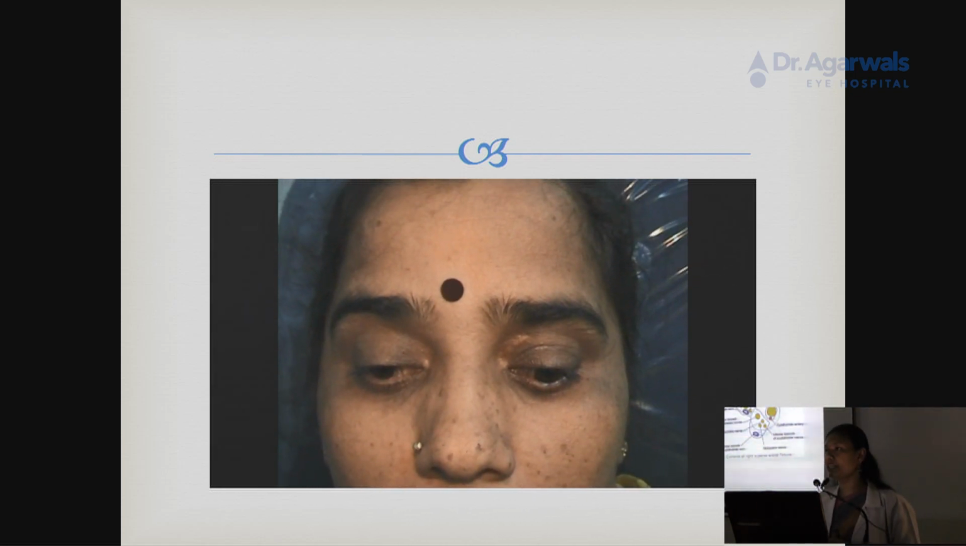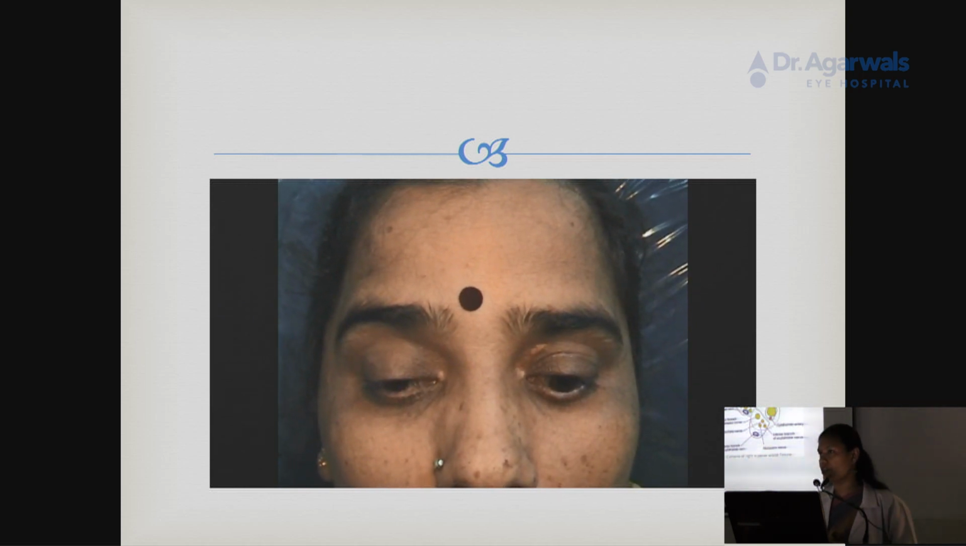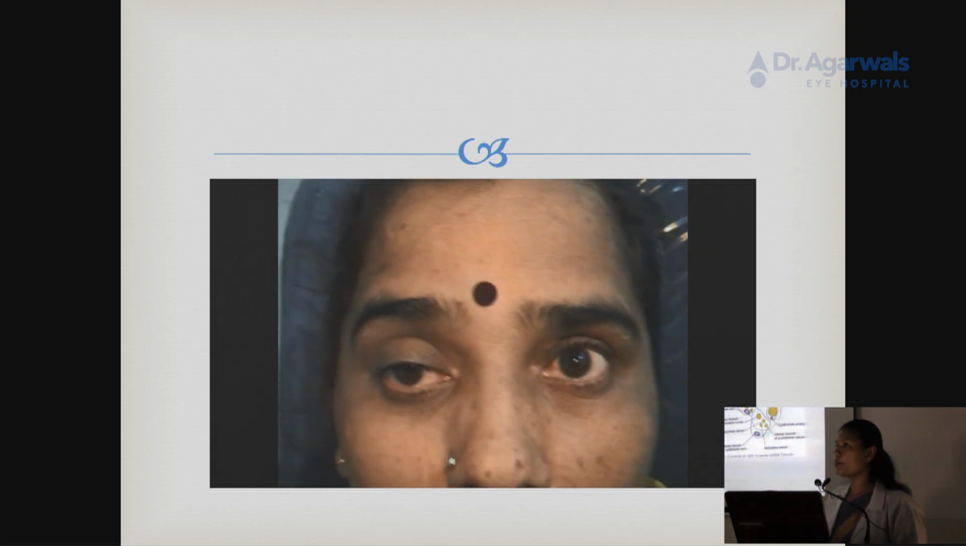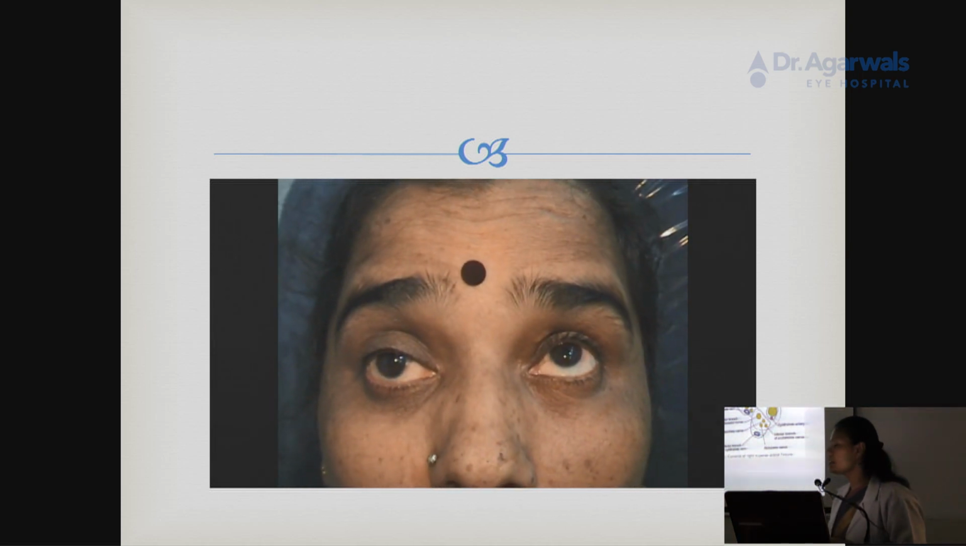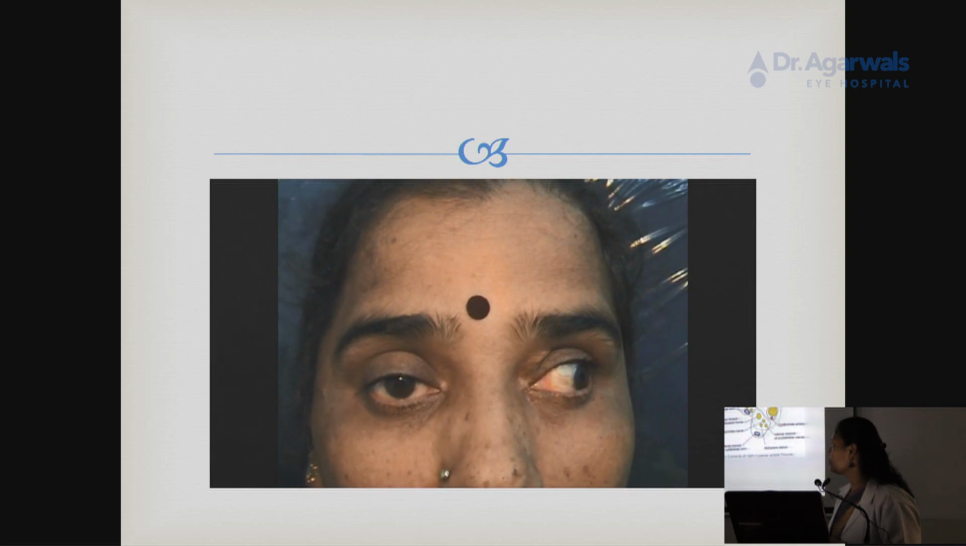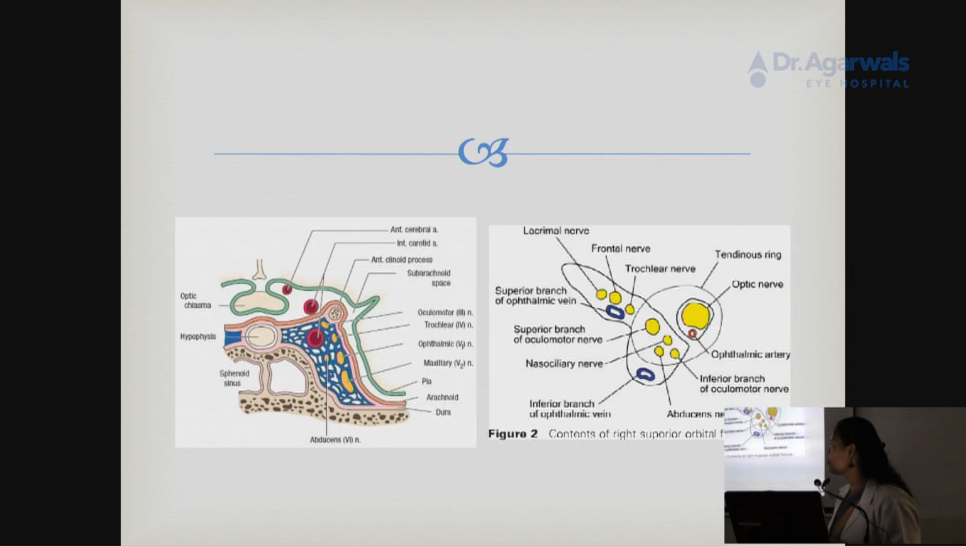So when do you get multiple cranial nerve palsies? Where is the commonest location? The commonest location being the cavernous sinus or the superior orbital fissure. In the cavernous sinus, usually the third nerve, fourth nerve, ophthalmic division of the trigeminal nerve and the maxillary division of the trigeminal nerve is located, and the abducens nerve. So all these nerves can get involved in case of a cavernous sinus lesion.